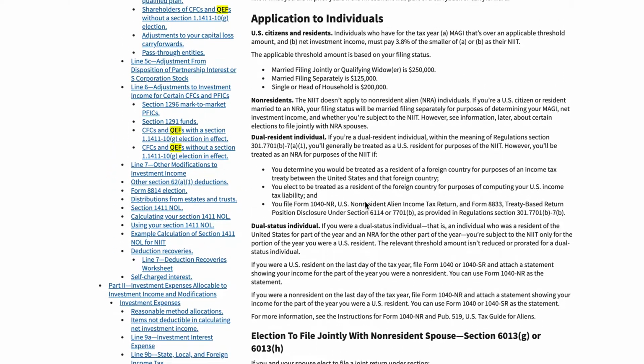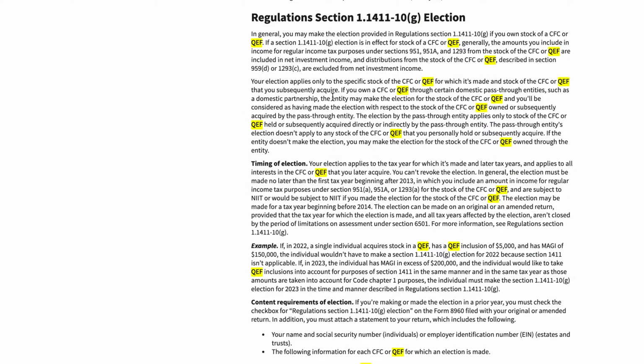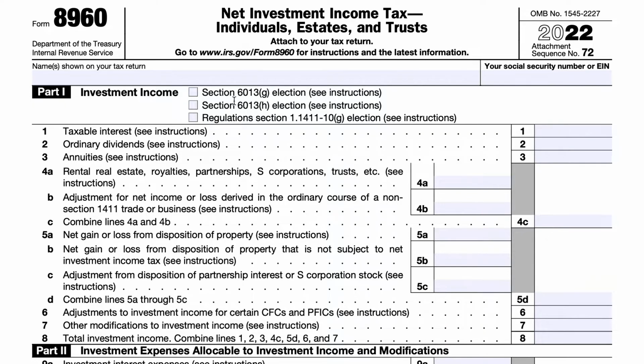Then there's the reference to Treasury Regulations 1.1411-10(g). You can see there are a couple of hyperlinks in the form instructions, so we'll zip down to that part. Generally, you can make this election if you own stock of a CFC, which is a controlled foreign corporation, or a QEF, which is a qualified electing fund. If neither of those apply to you, then you simply don't check any of these boxes. The odds are pretty high that if one of those situations applies to you, you're probably going to be using your tax professional to walk through this form. With that said, we'll take a step-by-step approach for taxpayers interested in learning how to do this themselves.